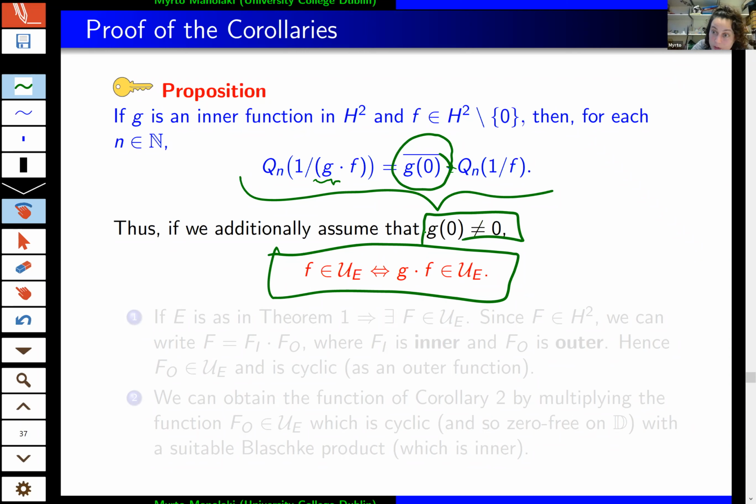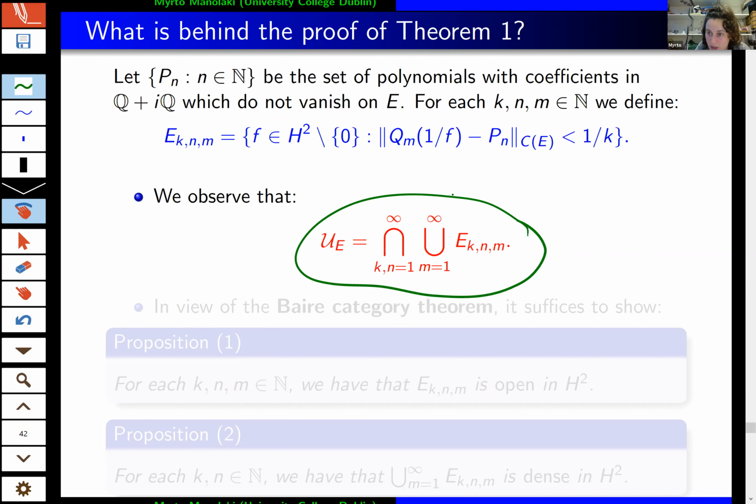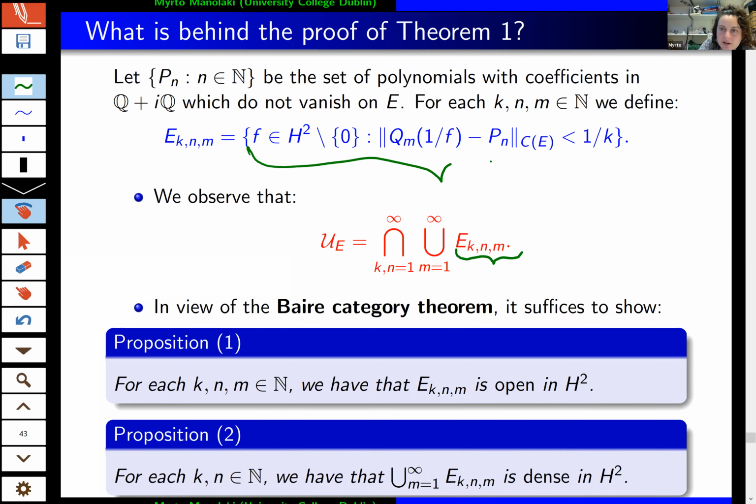So just to conclude, I don't have time to explain the proof. If somebody asks, I can do it. So what is behind the proof? Very quickly, I'm going to say that behind the proof is Baire's category theorem. We take our set and write it as a countable intersection of certain countable unions. And all we need to prove is that these sets are the sets of all functions in the Hardy space whose approximants approximate a fixed polynomial with rational coefficients. We do this in order to have a countable exhaustion.